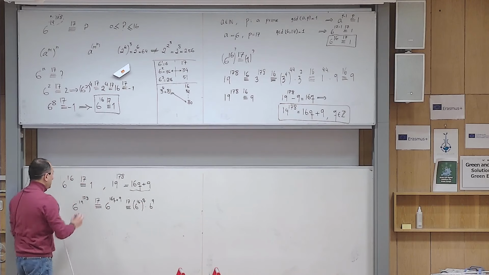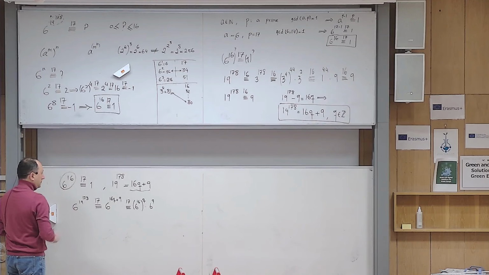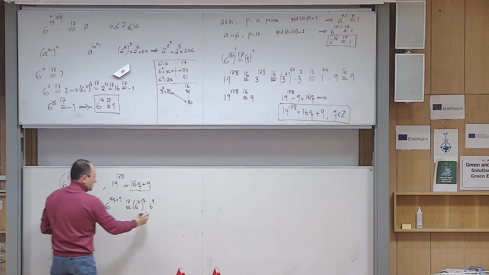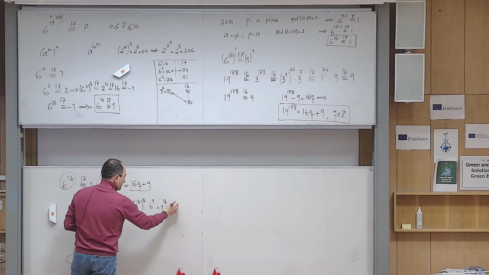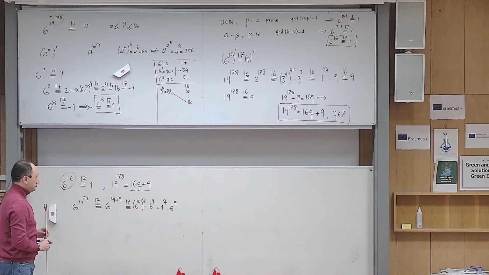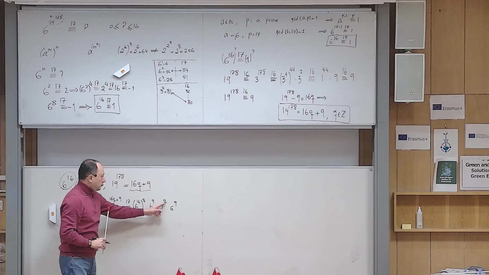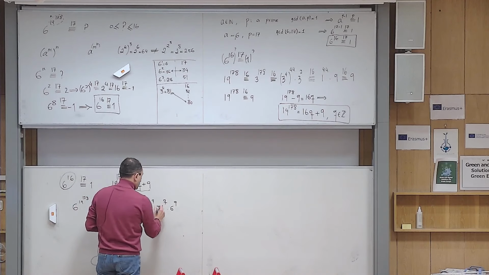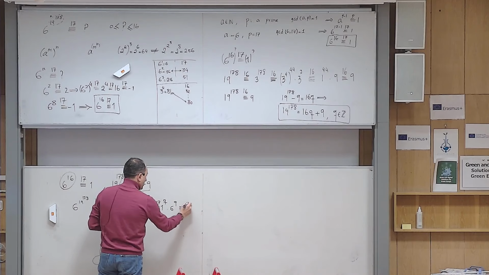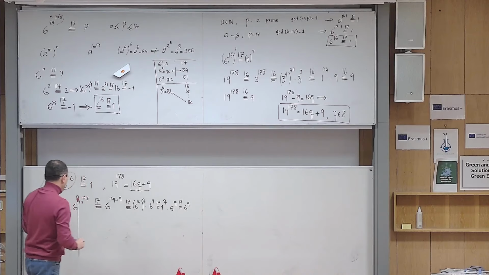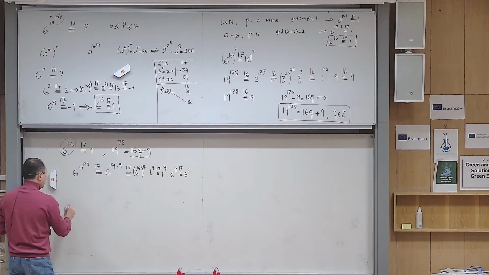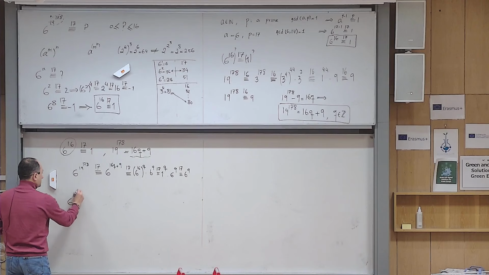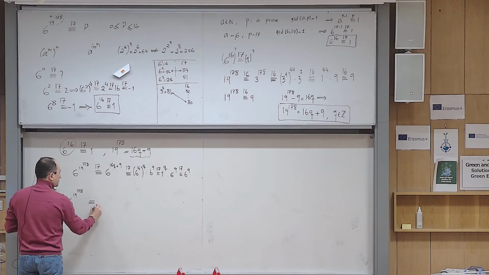That's correct. But 6 to the power 16 modulo 17 is just simply 1. So this becomes 1 to the power q multiplied by 6 to the power 9. Yes? And 1 to the power q is just simply 1. So the answer becomes just 6 to the power 9 modulo 17. Okay? So it was a very good progress. Yes, I was able to show that 6 to the power of 19 to the power of 178 is congruent just to 6 to the power 9 modulo 17.